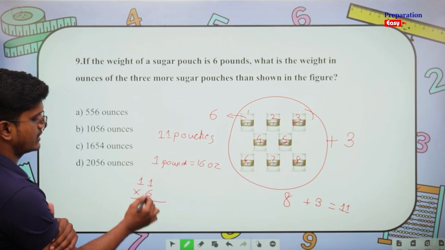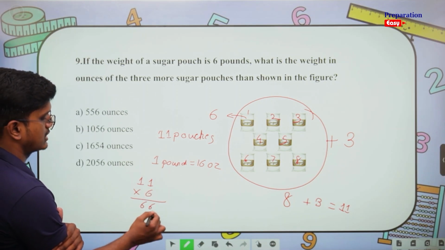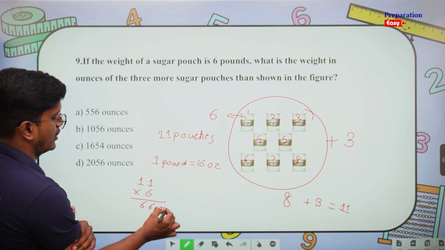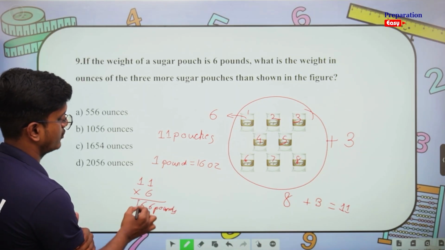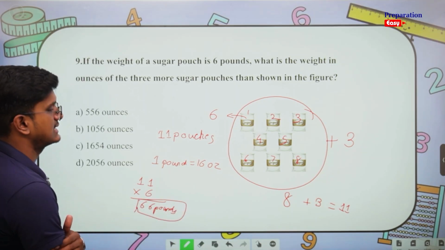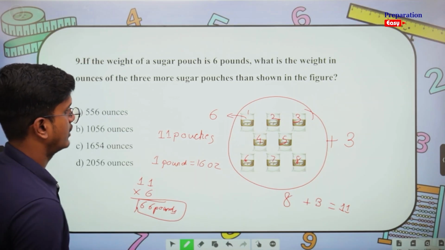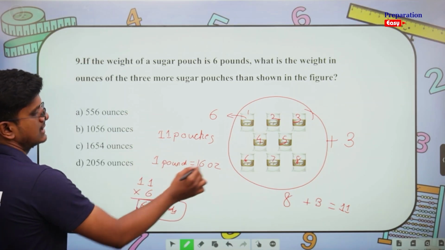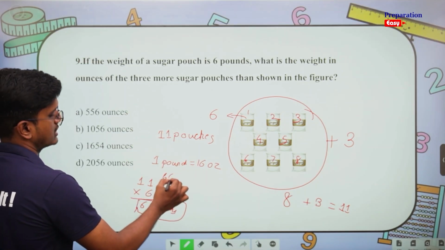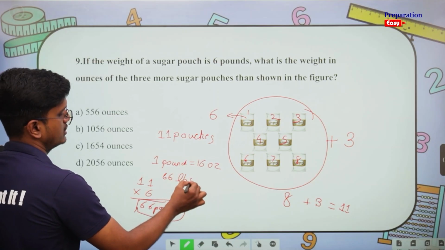So 6 ones are 6 and 6 ones are 6. So what will be the weight of 11 pouches? It will be 66 pounds. Now we know that 1 pound is 16 ounces. So how much will 66 pounds be?